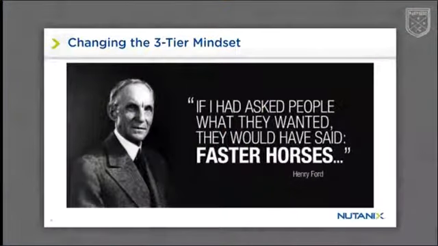Henry Ford famously said that if he had asked his customers what they wanted, they would have told him, "We want faster horses." And when competing against 3-tier, we often run into this type of mindset, that customers are so used to buying servers and SANs that they look at everything through a 3-tier lens, and they have trouble grasping this whole concept of enterprise cloud.